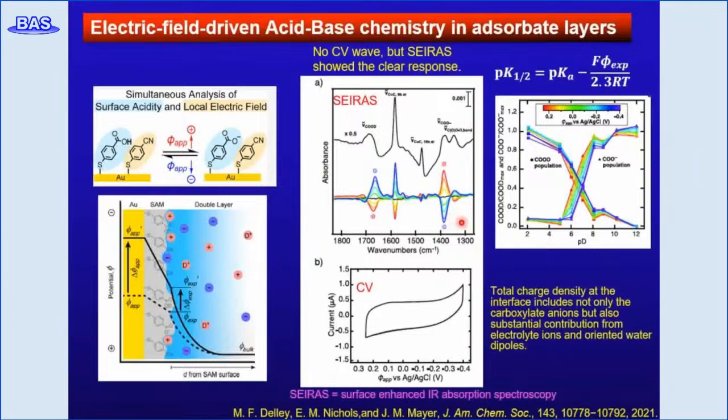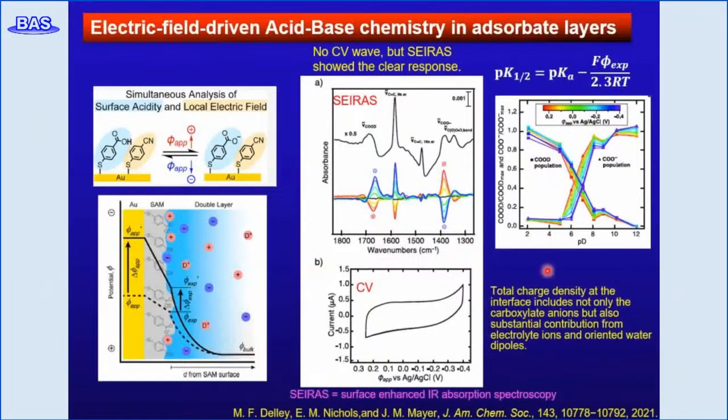The deuterium substitution protonated at 1700 Kaisers and deprotonated at 1400 per centimeters change in opposite directions as shown here. The pKa can be estimated from this change. The interfacial potential gradient can be observed by potential dependence of CN vibration using 4-mercaptobenzonitrile, a reporter of the vibrational Stark effect.